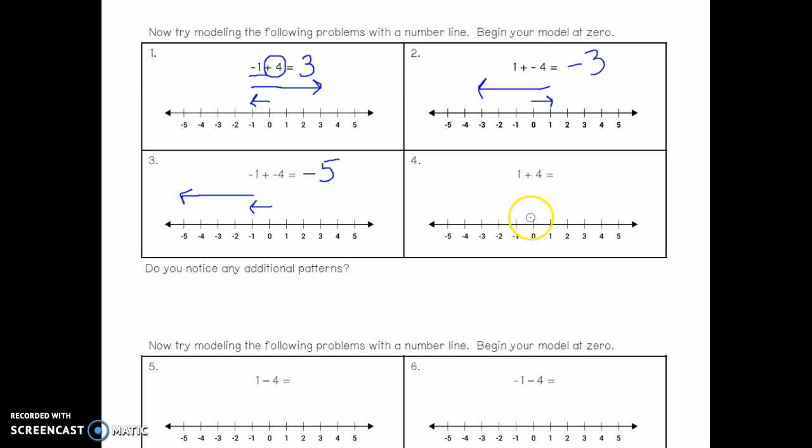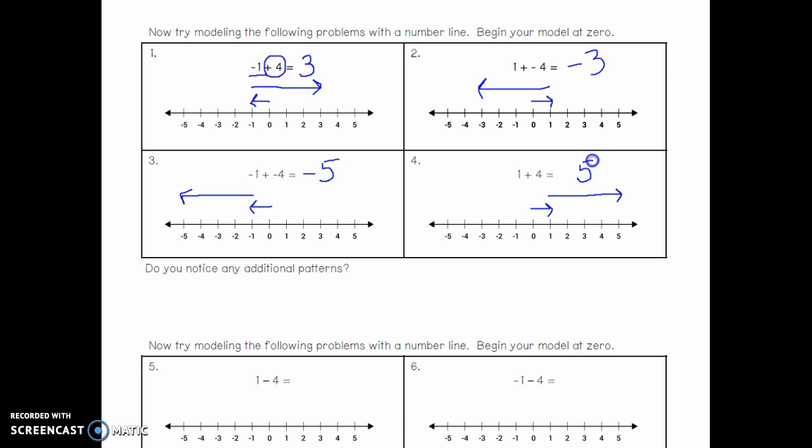Okay, so on number 4, we start at 0 again. This one says to go to 1. Okay, and from here it says add 4 more. So I'm going to start here again. 1, 2, 3, 4. This time I landed at positive 5.